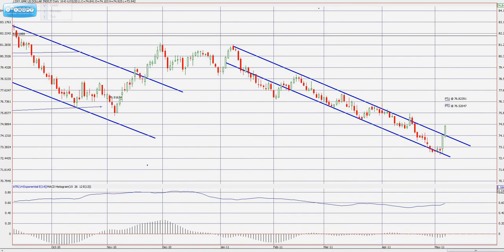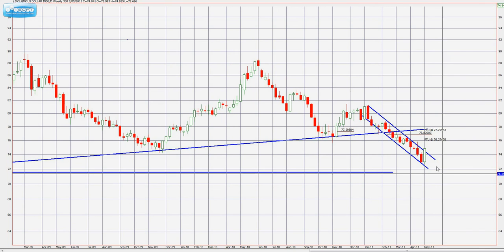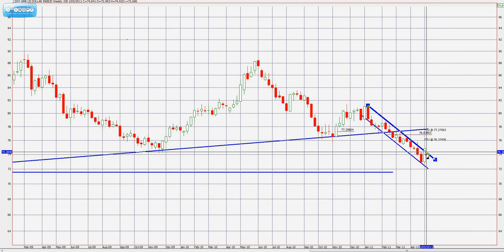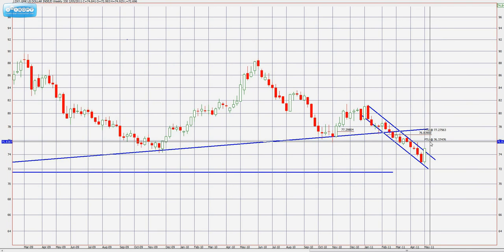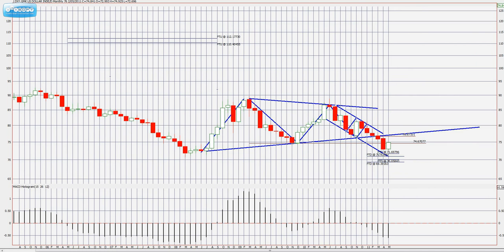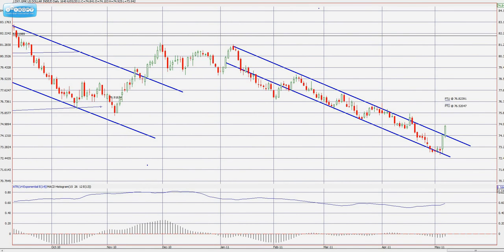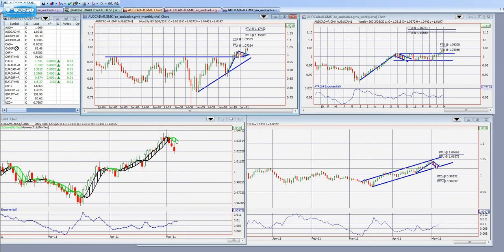Now this has also been confirmed with the weekly. It's also broken out, just a touch, and it's confirmed the target of mid 76s. And on the monthly, the US dollar index would reach a point of resistance at the 76.5 level. So that looks like the US dollar will be gaining strength. So let's go to the currencies, majors and crosses.